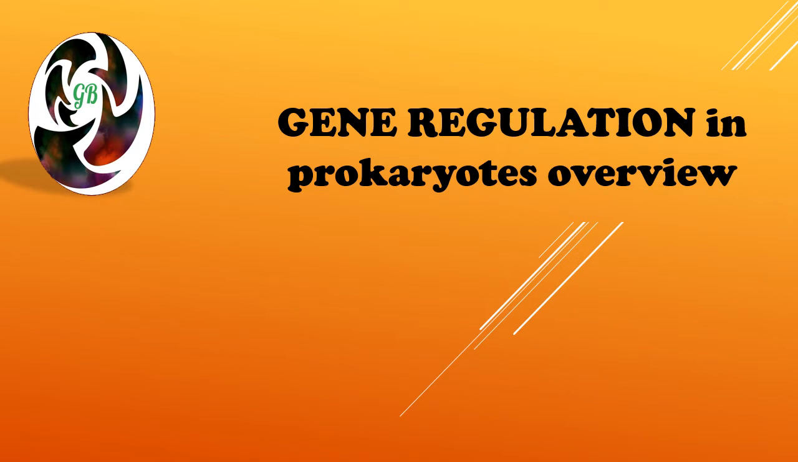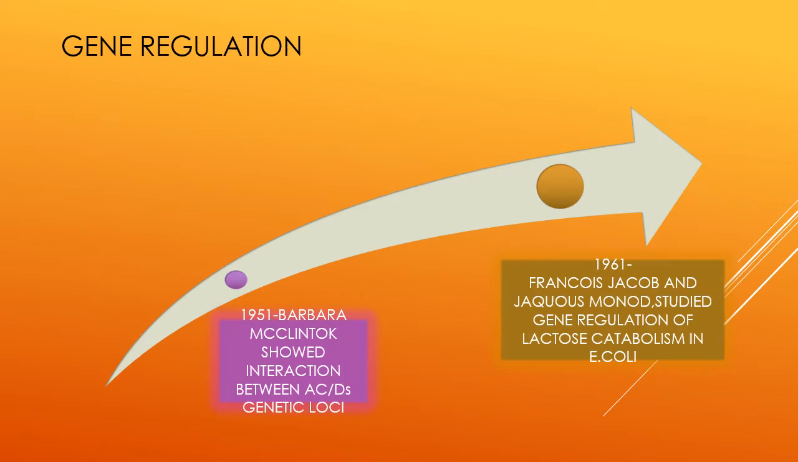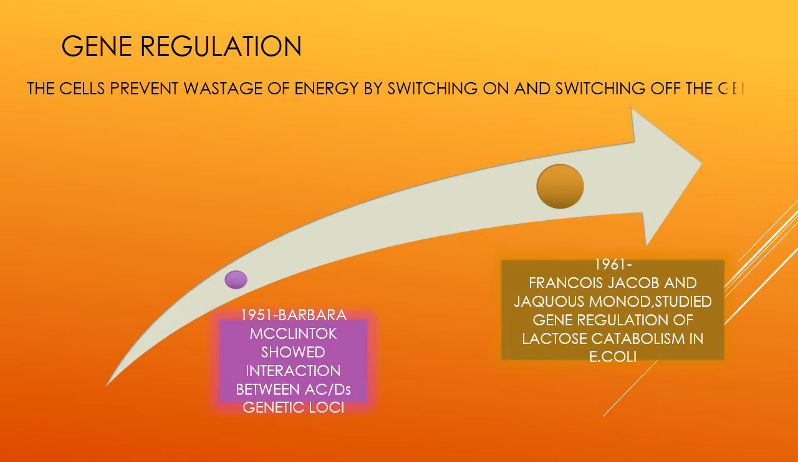In today's video, we're gonna see about gene regulation in prokaryotes. Overview. Gene regulation. The cell prevents wastage of energy by switching on and switching off the gene, that is the coding part of DNA. History. In 1951, Barbara McClintock showed interaction between activator and dissociator genetic loci in maize.